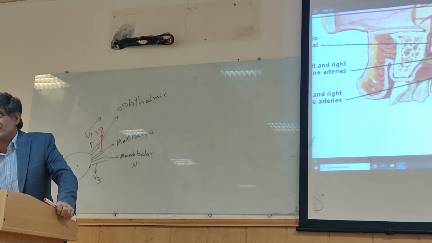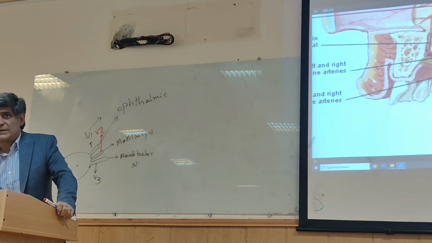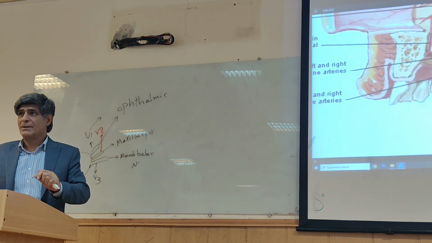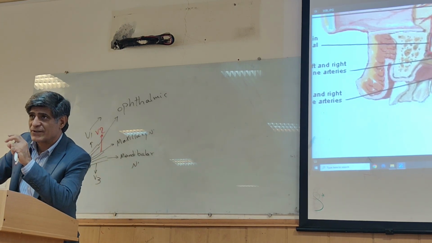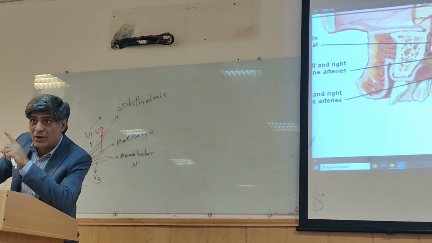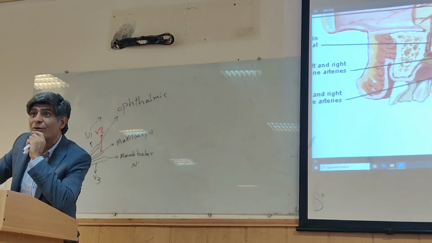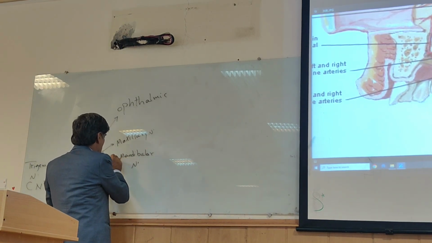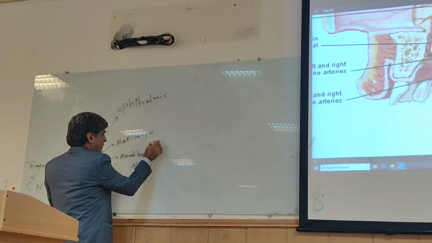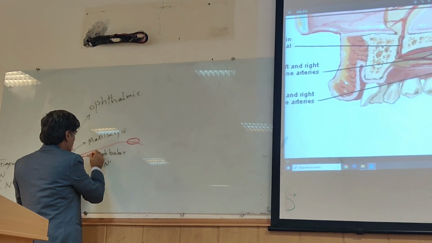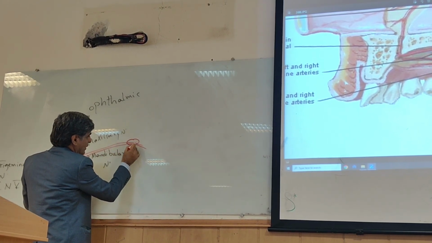Exit from which foramen? This nerve, the mandibular nerve, branches from the trigeminal. Okay, which foramen does it pass through and exit? Oval. Very good. Foramen ovale. Okay, foramen ovale. The exit of the foramen ovale.